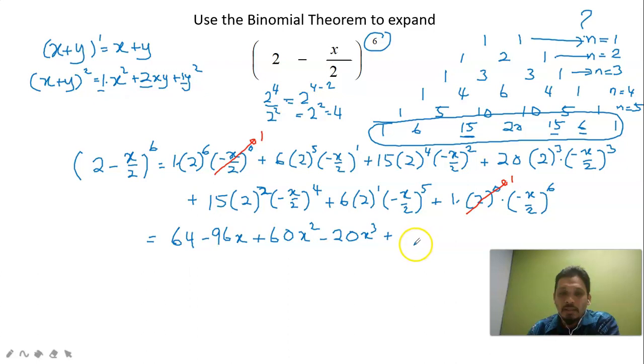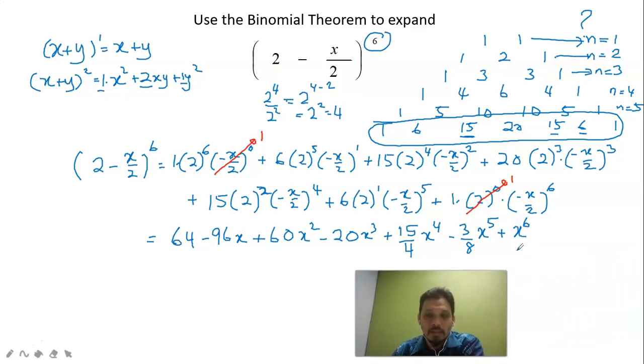Plus with this, it gives you 15 over 4 x to the power of 4, minus 3 over 8. So 2 to the power of 1 and 1 over 2 to the power of 5 become 1 over 2 to the power of 4, which is 16, and 6 divided by 16 times 2 equals 3 over 8 x to the power of 5. And then finally, this one here, x to the power of 6 divided by 64.